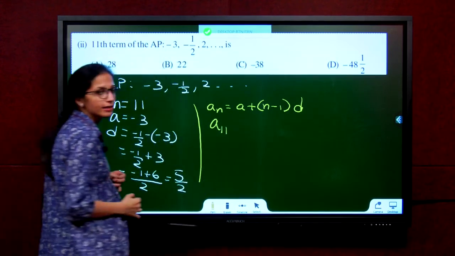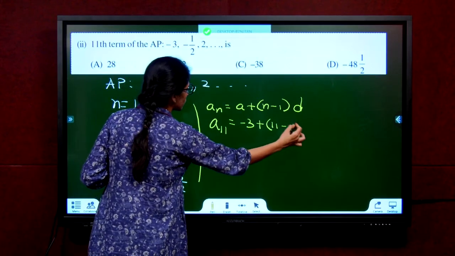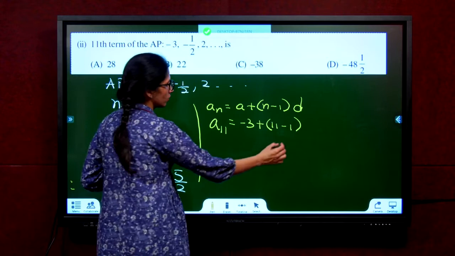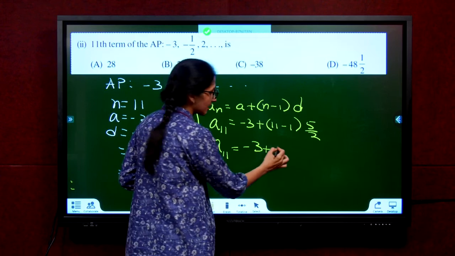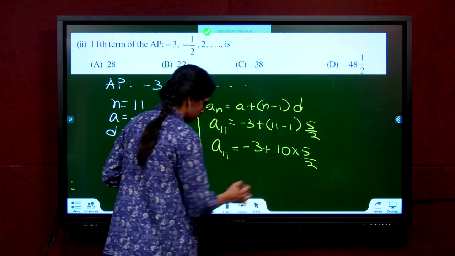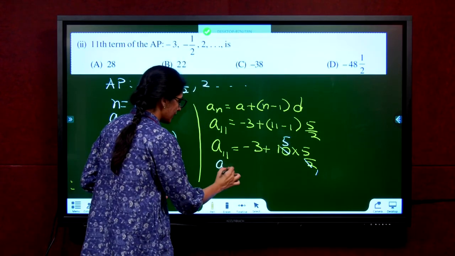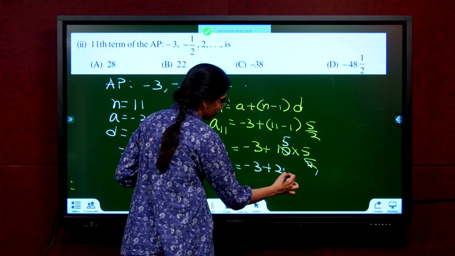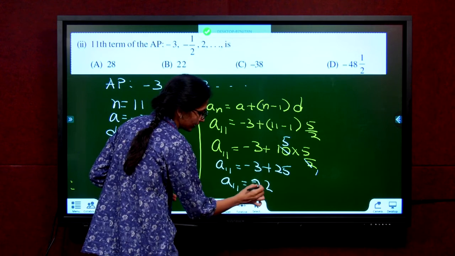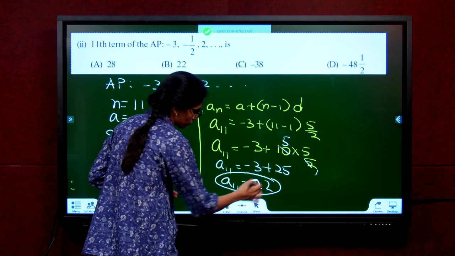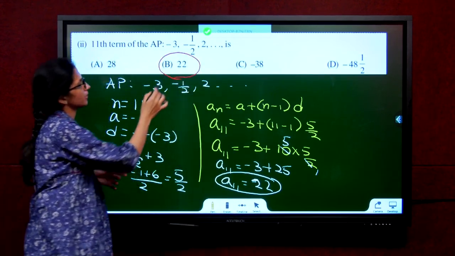11th term, A11 is equal to A is minus 3 plus 11 minus 1, D is 5 by 2. A11 is minus 3 plus 10 into 5 by 2. 2 ones are 2, 5s are 5. A11 is minus 3 plus 25. A11 is minus 3 plus 25 is 22. So your 11th term, A11, is option B, 22.